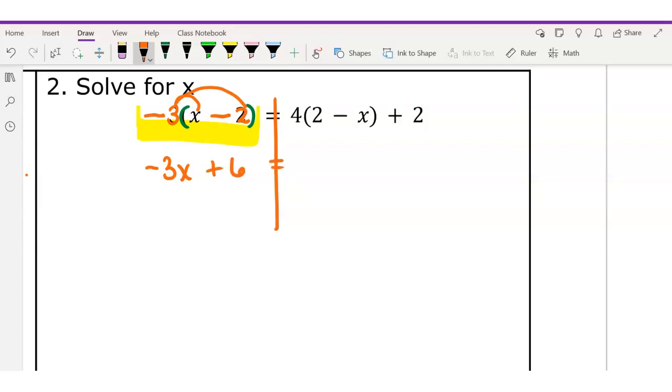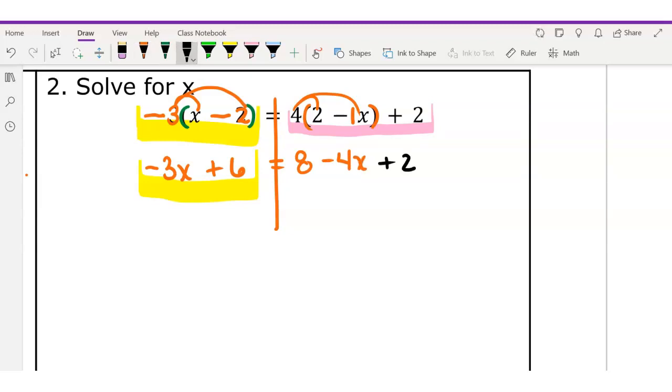Now we see if we can combine anything, and we can't. That's how we know that we can move on to the other side of the equal sign. Now on this side, we also have parentheses, so let's go ahead and distribute that first. We've got 4 times 2, that gives us 8, and then 4 times negative x, remember there's a 1 here, so we have 4 times negative 1 is negative 4, and because there's an x, we've got negative 4x, and then we bring down that 2.